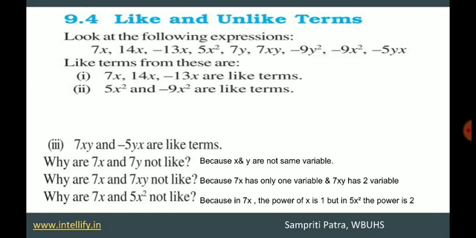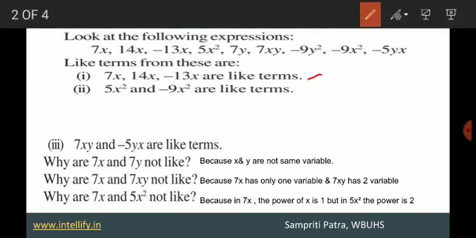5yx. These are the like terms: 7x, 14x, minus 13x are like terms. Why are these like terms? Because 7x has only one variable, that is x, and x has no power, which means x to the power 1. 14x also has the same variable, and 13x has also the same variable, so these terms are alike.